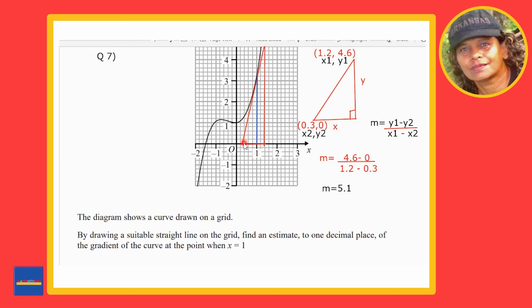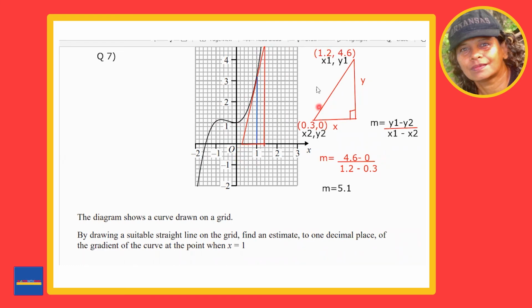Now, when they ask you to find the gradient of the curve at x equals 1, we have to find the gradient of this tangent line. So we look at the 2 points that we have. The one on top, we're calling it 1.2, 4.6. Here, this point at the bottom, we're calling it 0.3, 0.